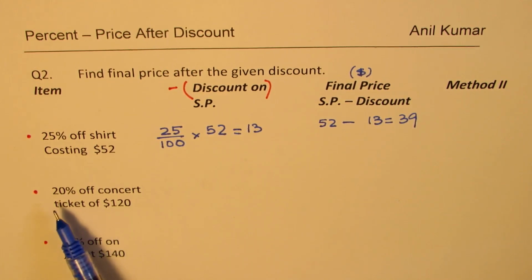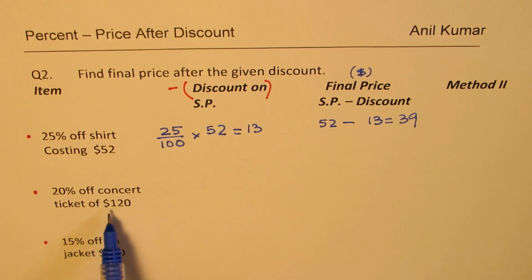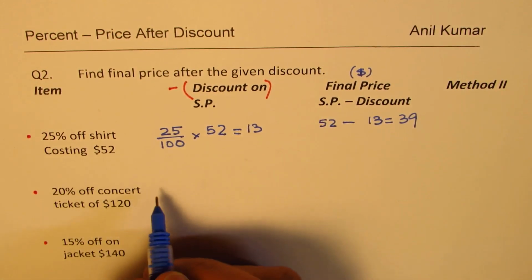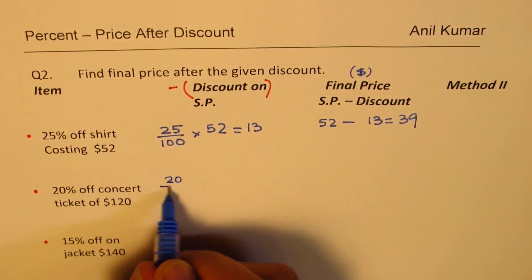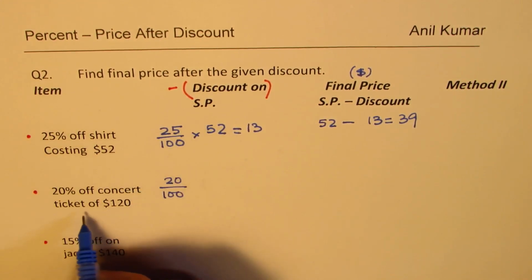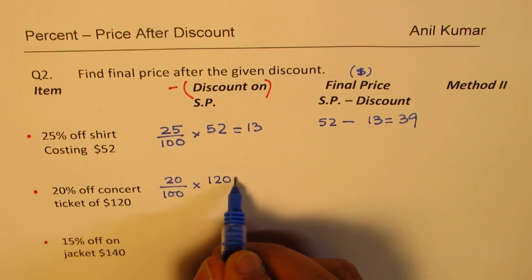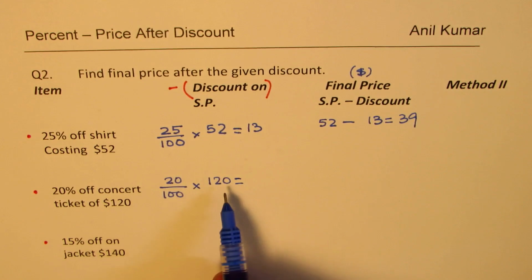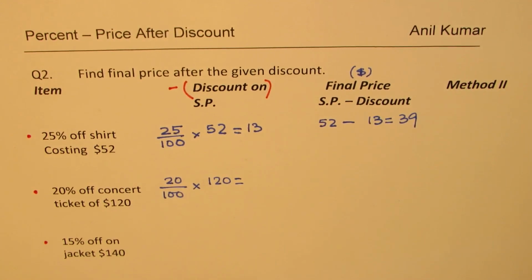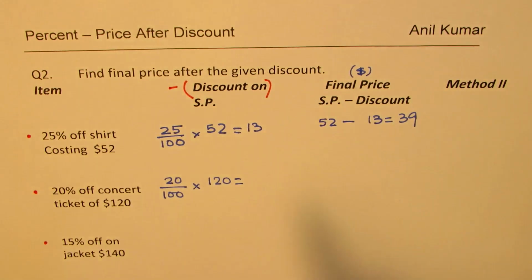Next one here is 20% off a concert ticket of $120. So 20% means 20 out of 100. That is what it means. Off we'll do minus, and this off is the price, 120. So let's calculate. That means 1/5, right? So you know it is 1/5. You could do it without a calculator, but let's do it with a calculator, right? And then we'll divide by 100 to get our answer, which is 24.